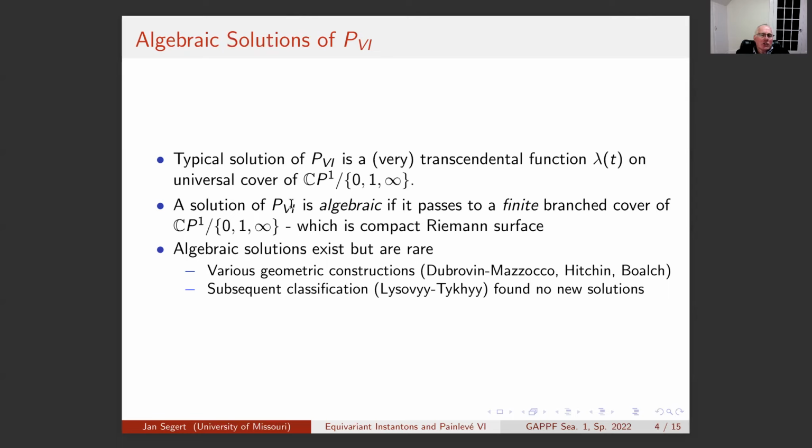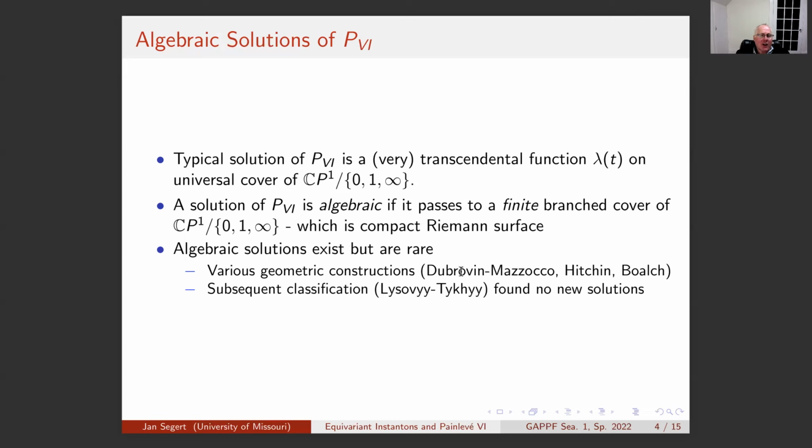And if a solution is algebraic, it passes to a finite branched cover: you can factor it through a finite branched cover, branched over these points, which is a compact Riemann surface. In fact, it's a special form of compact Riemann surface. And so the algebraic solutions do exist, but they're very rare.